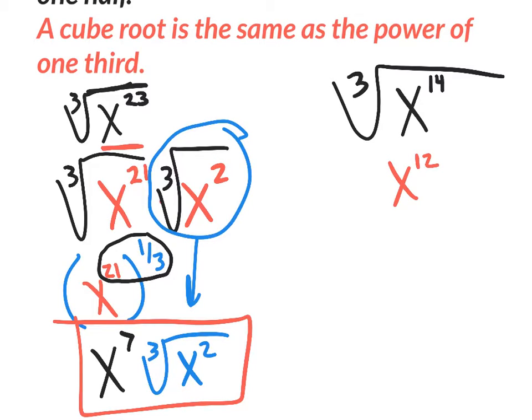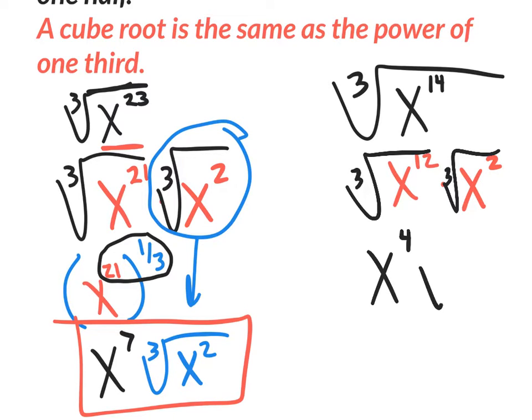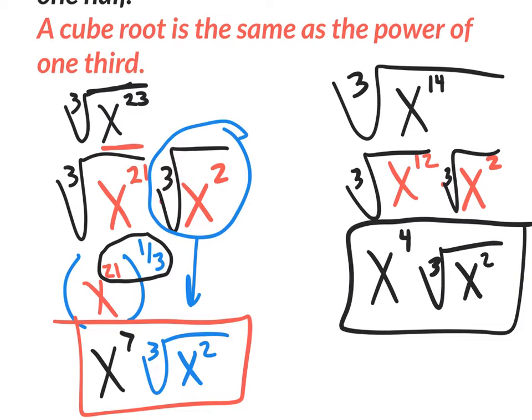x to the 12th, because 12 is divisible by 3. But x to the 14th, you're not just going to rewrite it as x to the 12th. You're going to rewrite it as x to the 12th times x to the 2, because remember, you add these to get the 14. 12 plus 2 is 14. And now we're going to split that third root. The third root of x to the 12th, without showing work, is x to the 4th. And the third root of x squared, you just leave it, the third root of x squared. That's your final answer for that one.